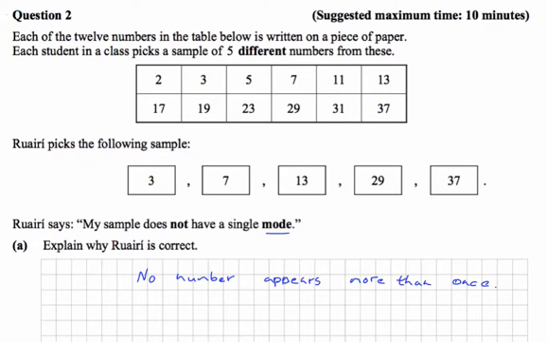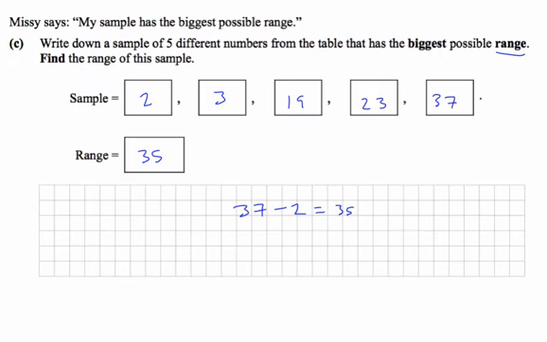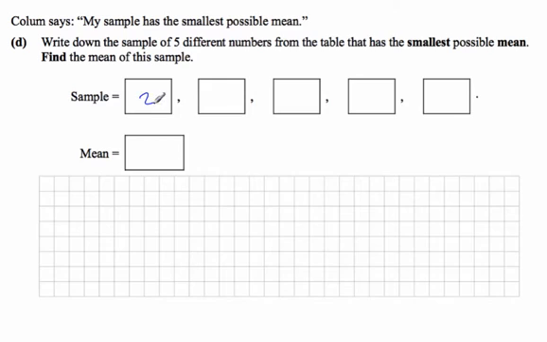So let's go back and check. The 5 smallest numbers would be 2, 3, 5, 7 and 11. So let's put them in. 2, 3, 5, 7 and 11. And if we're going to find the mean of these numbers, we're going to add them up and we're going to divide our answer by 5.